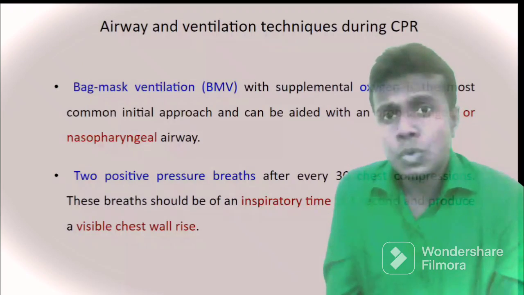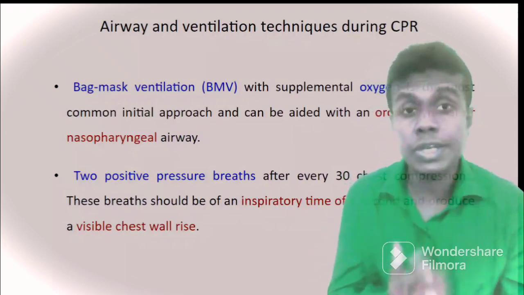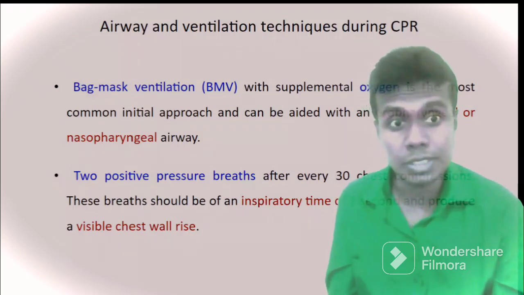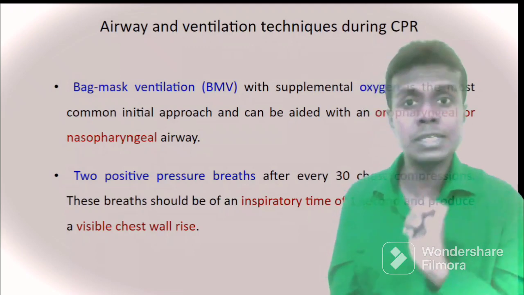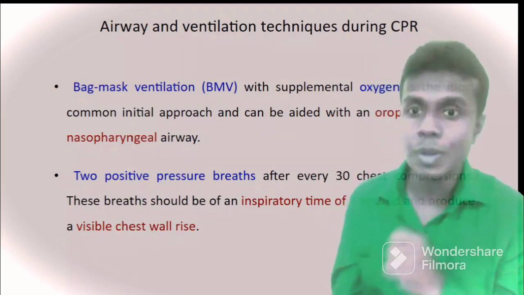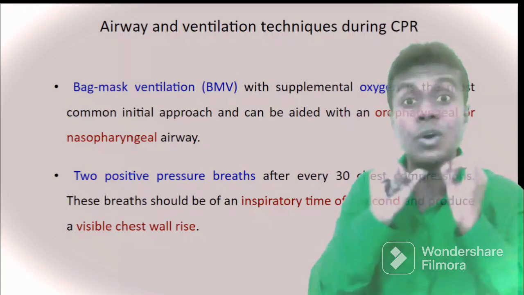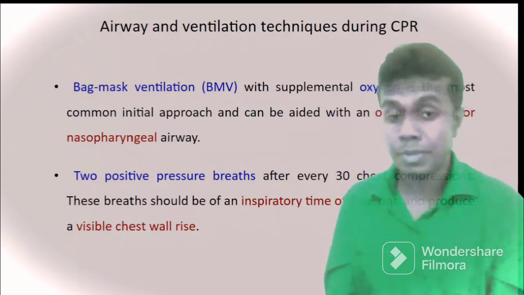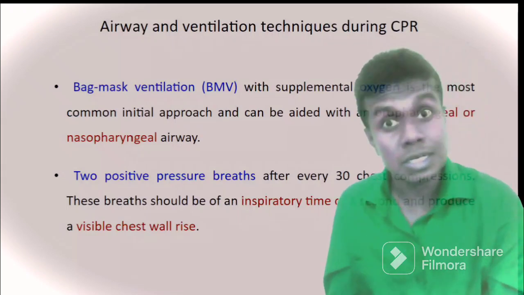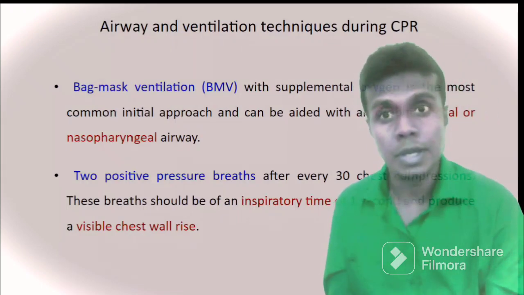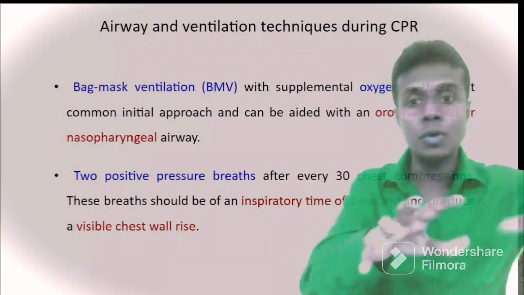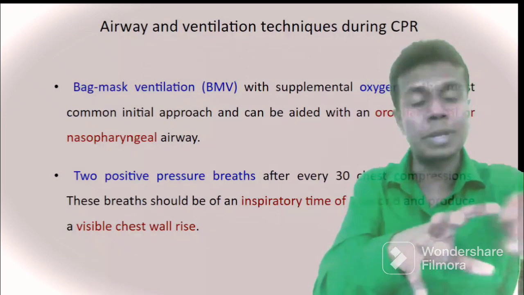So, when coming to airway ventilation technique during CPR, the initial method is usually bag and mask ventilation with supplemental oxygen. If you think the airway is not patent, you can use an oropharyngeal or nasopharyngeal airway in order to make it more patent. Give 2 positive pressure breaths after every 30 chest compressions. 25, 26, 27, 28, 29, 30. Then you are going to start 2 positive pressure breaths.